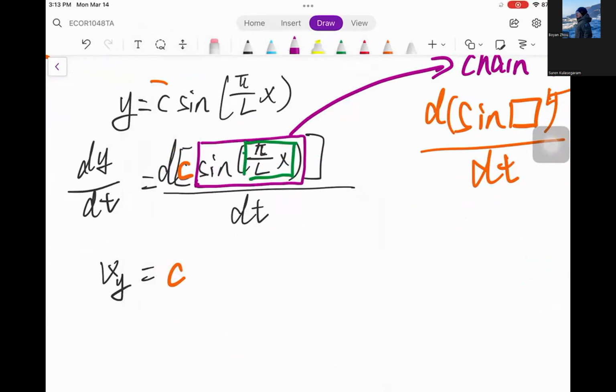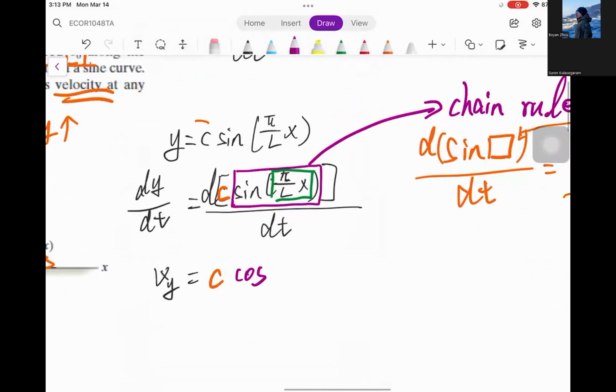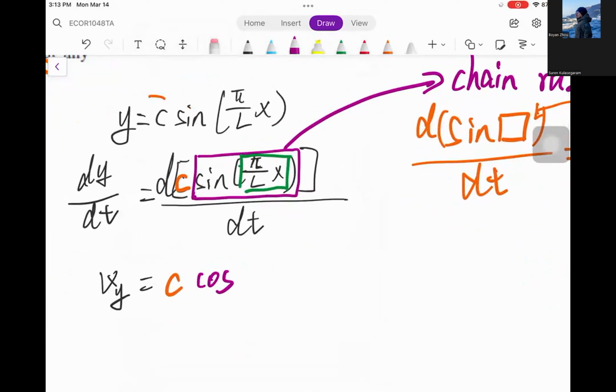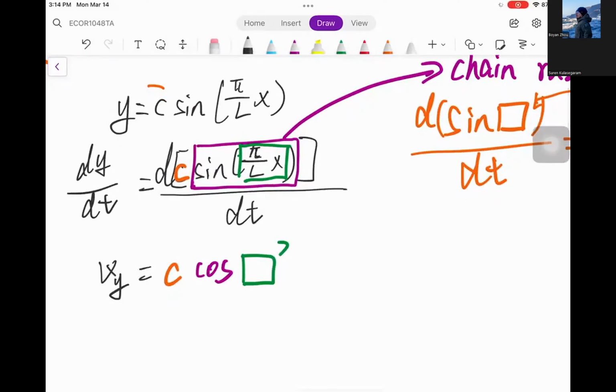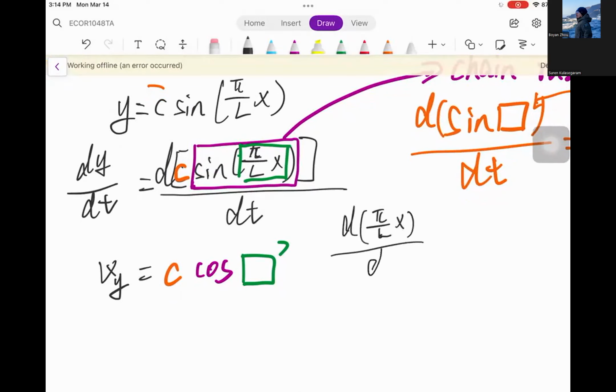So the sine becomes the cosine. And whatever is inside the box, we're going to take the derivative again. So we need to apply the chain rule again, essentially. So pi over L times x, the derivative of this one is pi over L, like it's a constant.